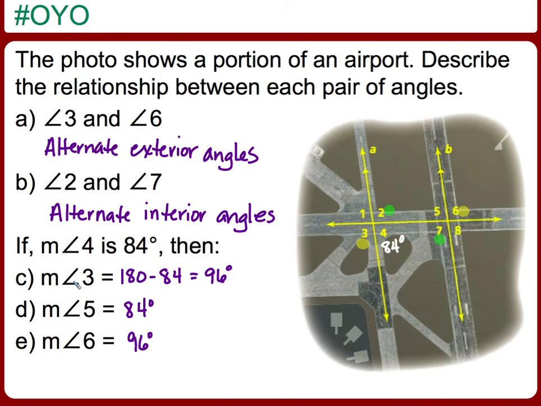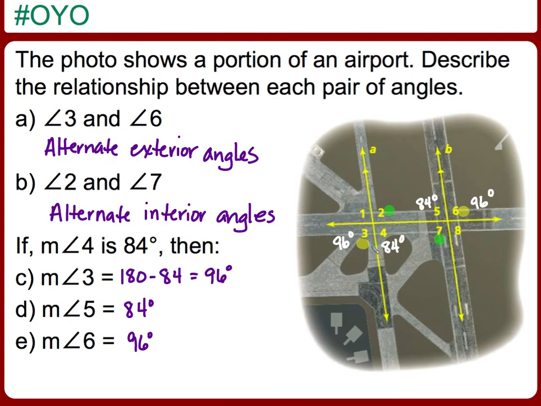Alright, so if we know that measure of angle 4 is 84 degrees, how can we find the measure of angle 3? Well, that is supplementary to angle 4, so 180 minus 84 is 96 degrees. Measure of angle 5 is an alternate interior angle of angle 4, so we know that's 84 degrees. And angle 6 is an alternate exterior angle of angle 3, so we know that's 96 degrees.